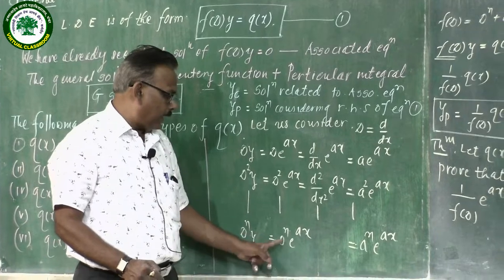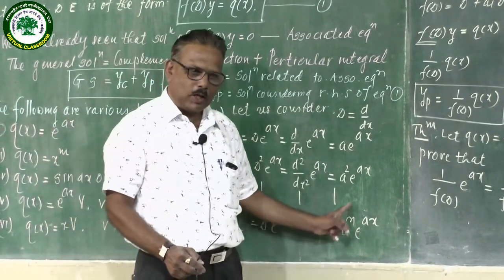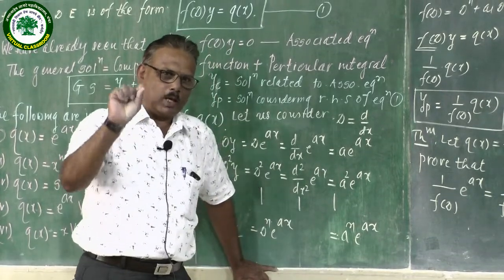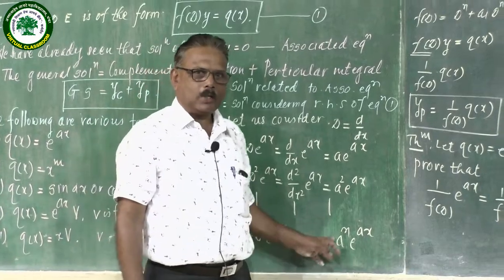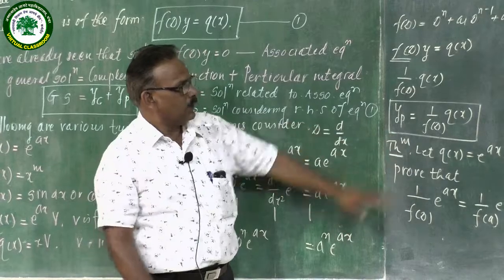This D is operated n times on e raised to x. The resulting part is a raised to n into e raised to x. That means n times differentiation of e raised to x is a raised to n into e raised to x, and we are using this part in this theorem.